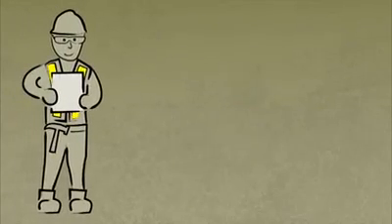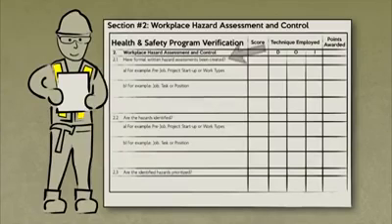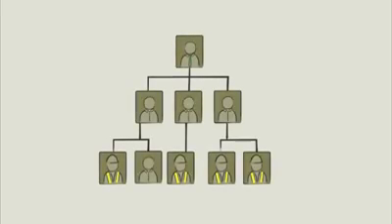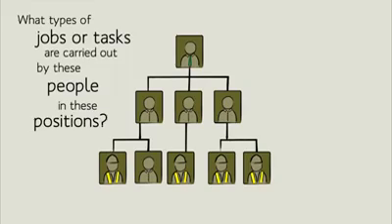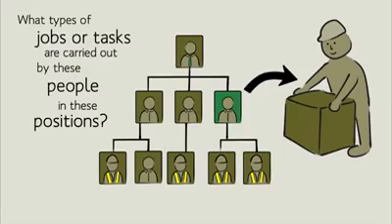The very first audit question in Section 2 asks if formal hazard assessments have been completed for pre-job or project startup. Then it asks if you have completed an inventory of jobs, tasks, or positions. Here you could begin by looking at the company organizational chart. What work types or jobs or tasks are carried out by people in these positions? Keep in mind, it is not the position that creates possible health and safety hazards. It is the tasks that workers do in those positions that may generate hazards.